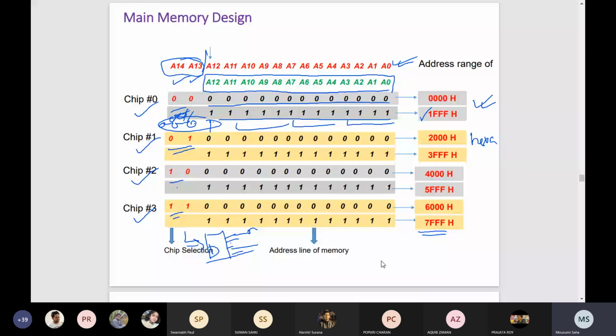So for chip 1, the starting address is all 0, and it is a chip select. The chip will be selected with the help of A14 and A13 being 0 1. So the 0 1 pattern you have to consider here. If you consider at that moment 0 0 1 1, that is 3, and 3FFH. And the same for chip 2, 4000, then 5FFH, 6000, then 7FFH. In that way we can compute the address range of all the memory.